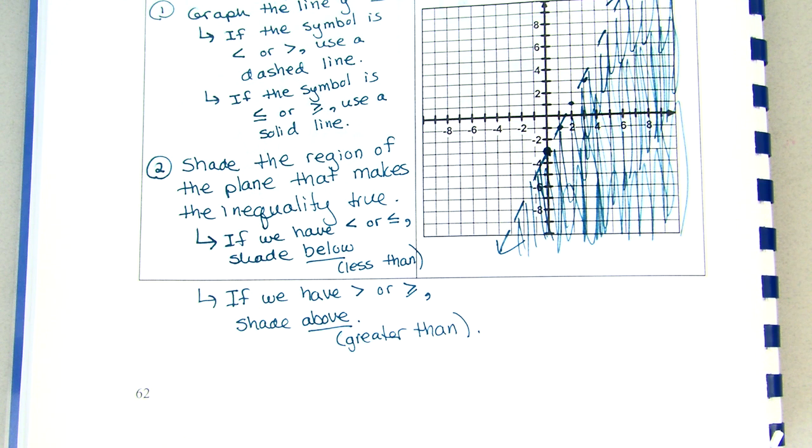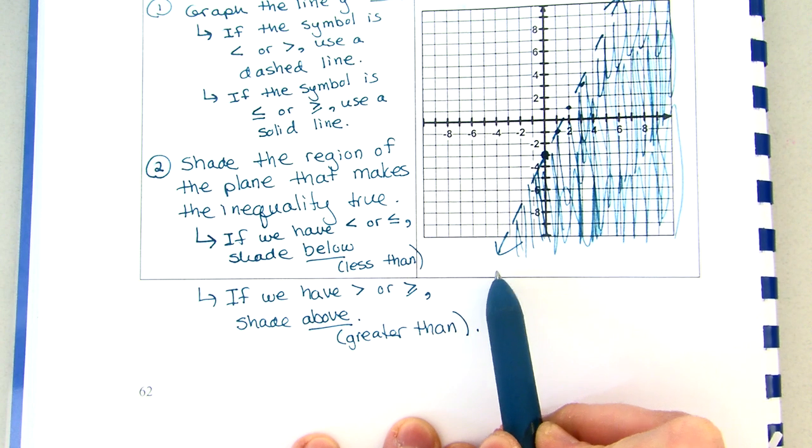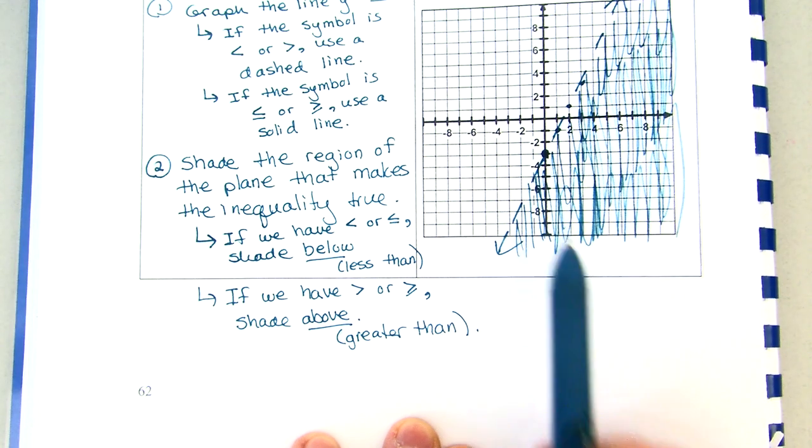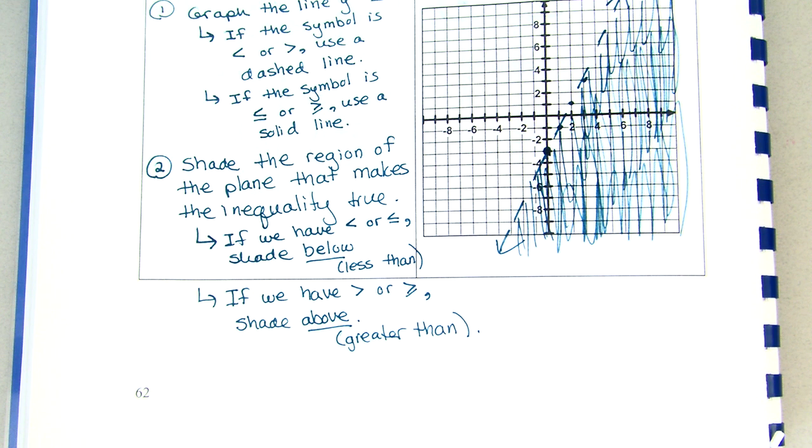Now, the whole point of the shading is we just showed all the points that make this thing true. The reason for the dashed line is because if points are on the dashed line, they're not quite going to make it true. If it was a solid line, the points on the solid line would have made it true. But because it's dashed, they won't quite make it true. We need to do a few of these, and then we're going to do a little bit of practice.